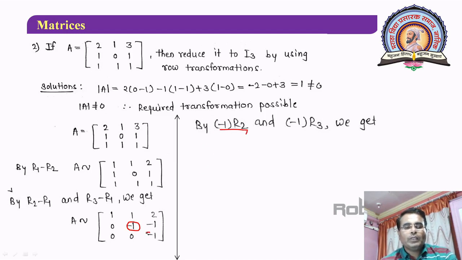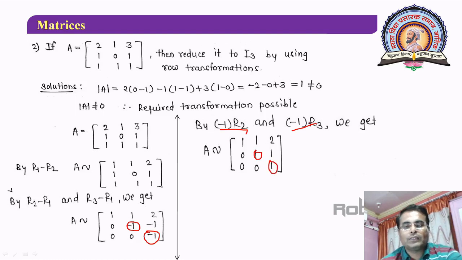At the same time, you can also consider reduction of this to 1 by using minus 1 times R3, and therefore your next matrix will be 1 1 2, first row as it is, but here this is changed in sign due to minus 1 R2, minus 1 R3. Our next step is to make this element 0 and this element 0 and this element 0.